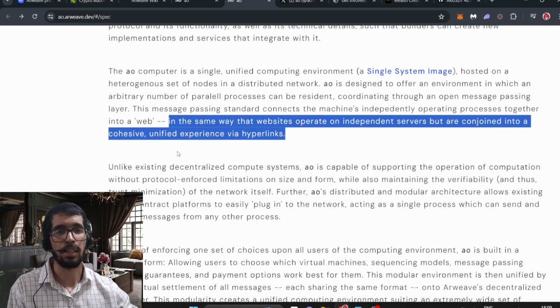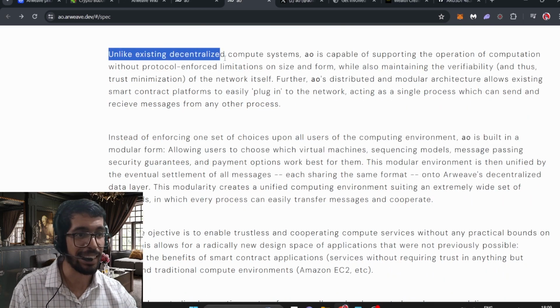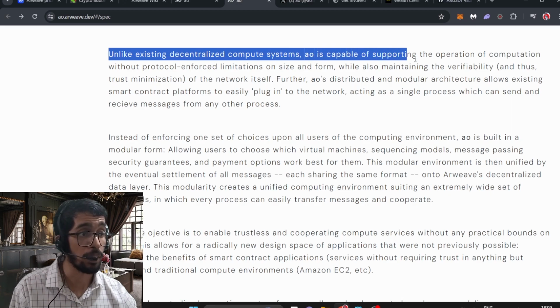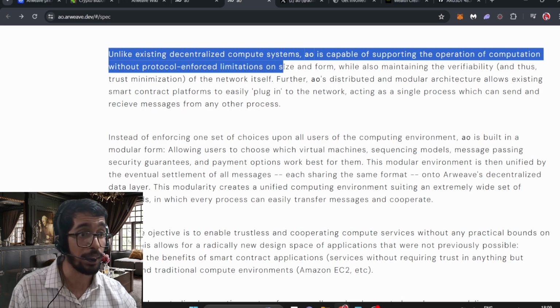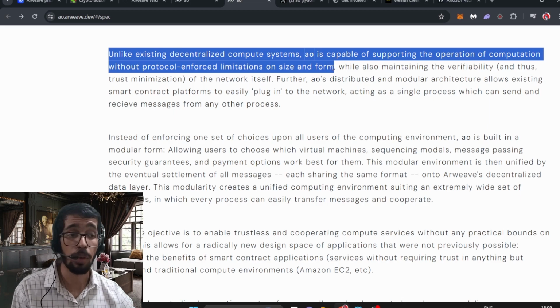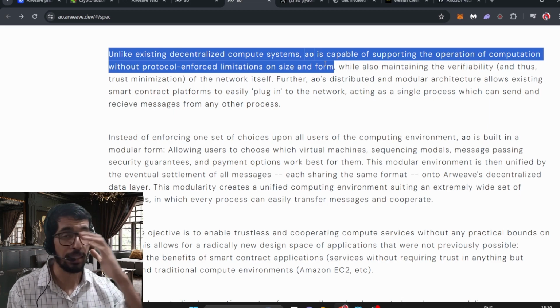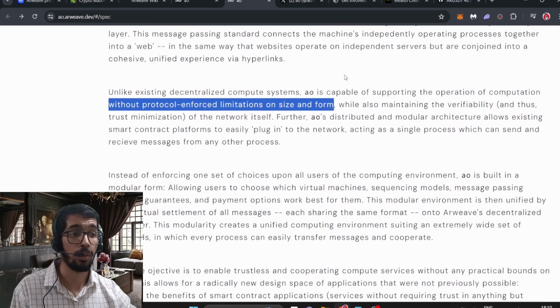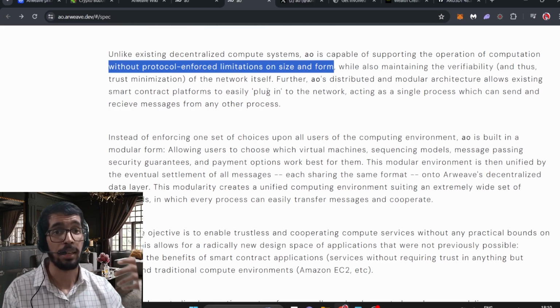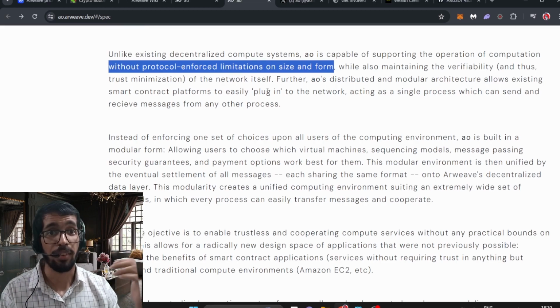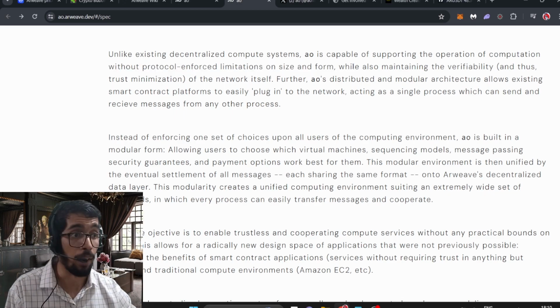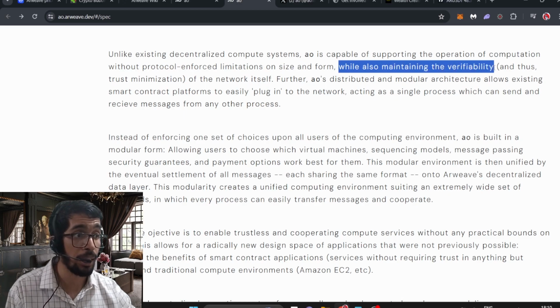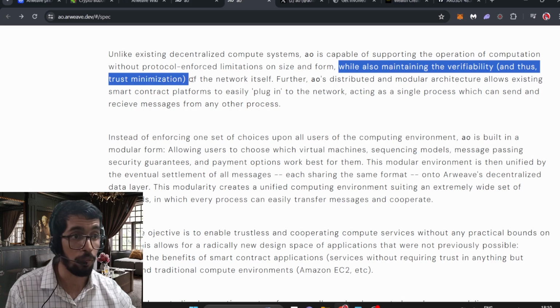So how is it different from others? Unlike existing decentralized compute systems, AO is capable of supporting computation without protocol-enforced limitation on the size and form. With this line only, there's a lot that can come out, right? As you all know, if you have to mine Ethereum, you have to follow certain rules. For the Arweave network, you just need a computer, and with that you'll be able to support the network, while also maintaining the verifiability and thus trust minimization of the network itself.